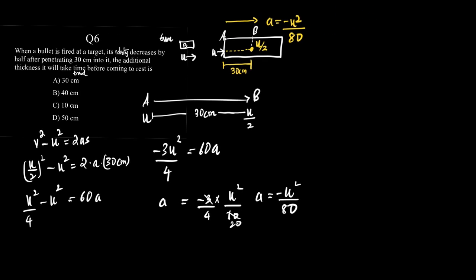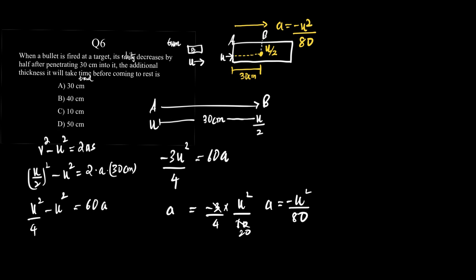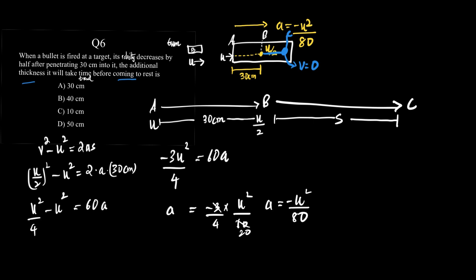Now, is the question done? No. Why? Because we've been asked for the additional thickness before coming to rest, which means the bullet here will slowly travel some more distance and at some time will come to rest, which means at this point the velocity will become 0. And let me mark that point as C. And if we draw the path BC now, we don't know the distance traveled. The distance traveled would be s, but what we know is the final velocity is going to be equal to 0.